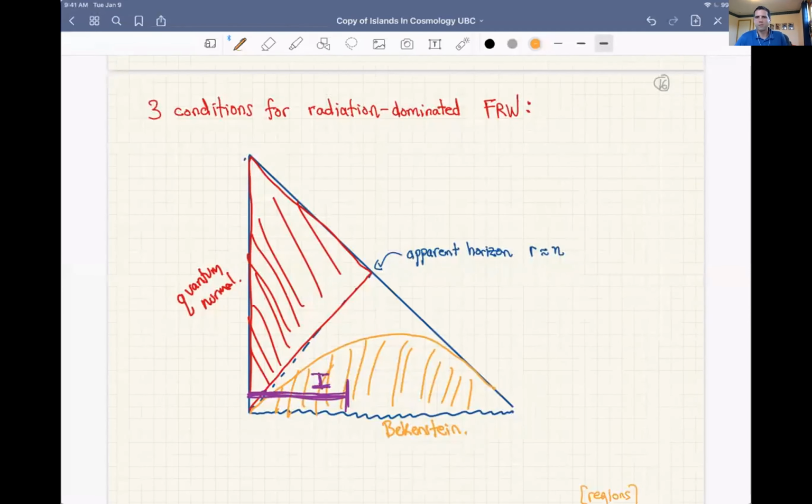Now, the islands have to satisfy all three conditions, and we didn't even get to condition 3 yet, but conditions 1 and 2 have no region of overlap. So there are no islands in radiation-dominated FRW. We're trivially done with the calculation. We don't have to go looking and do the hard calculation. There just cannot possibly be islands in this space-time.